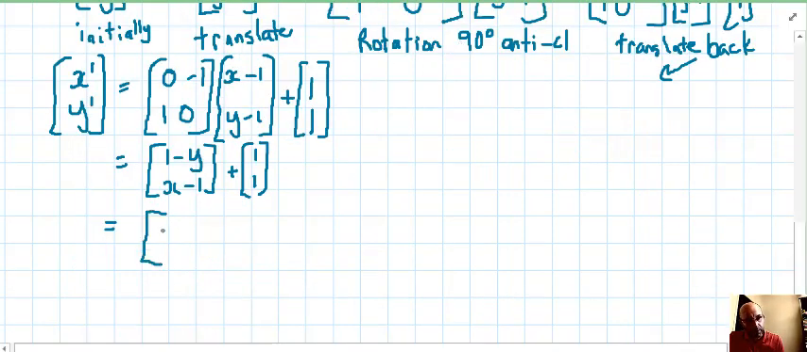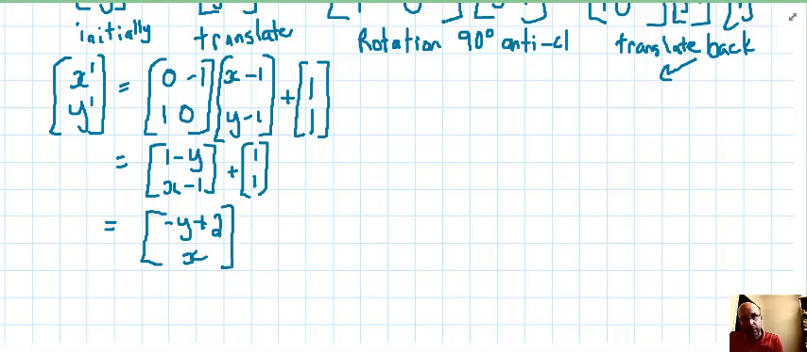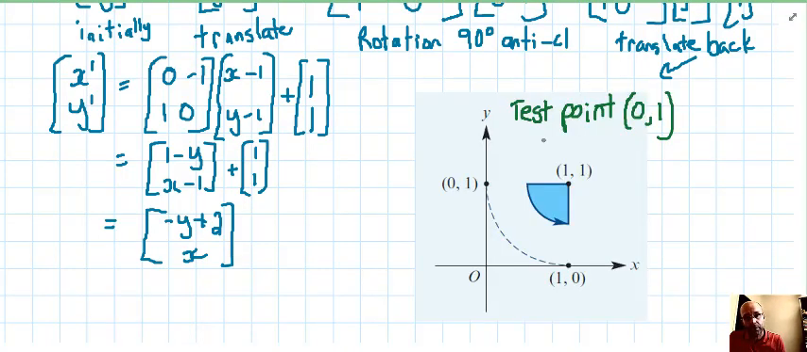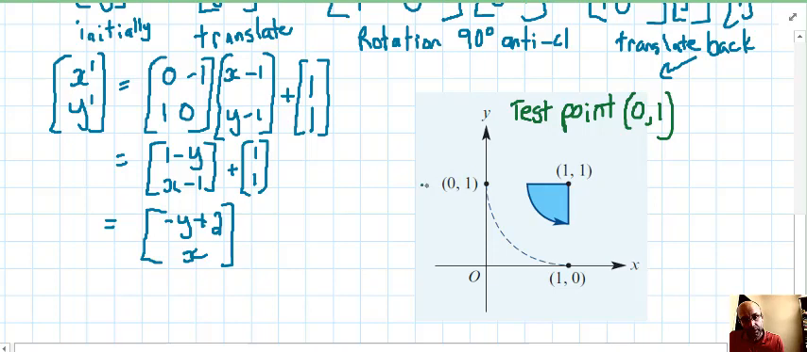So adding the corresponding elements, one way you could write it is that. There we go. That is the overall transformation. That essentially is the answer. Now, if you're asked to test your answer, you just find a test point. I've just chosen 0, 1, and does it work?